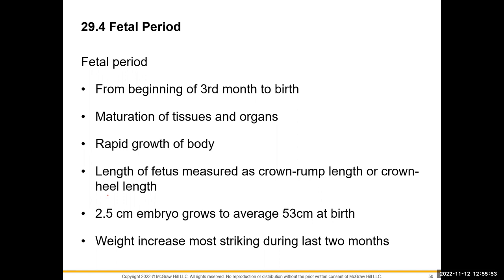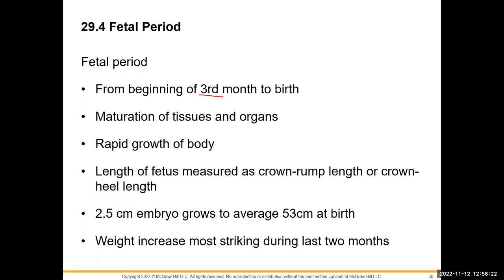Okay. The last part here that I want to talk to you about is the fetal period. This is pretty much from week 8 all the way to birth. Well, I misspoke, week 9 to week 38. So that's around the third month to birth. During the fetal period, the fetus has taken on a similar appearance to an adult.